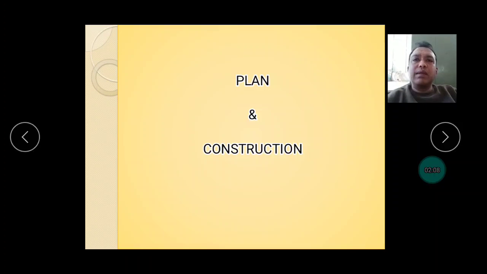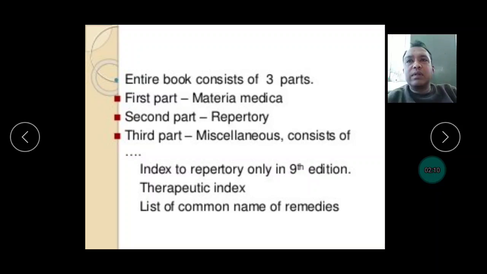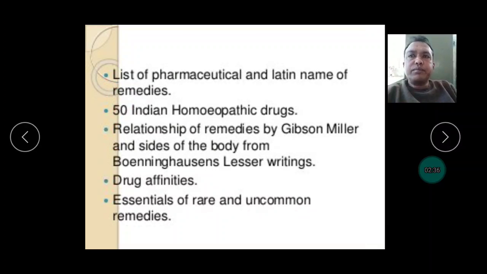Now, what is the plan and construction? The entire book consists of three parts. The first part consists of materia medica, the second part consists of repertory, and the third part is miscellaneous, consisting of the index to repertory in the 9th edition, therapeutic index, and list of common names and remedy. So the first part is materia medica, the second part is repertory, the third part is miscellaneous, right? So it is like that.